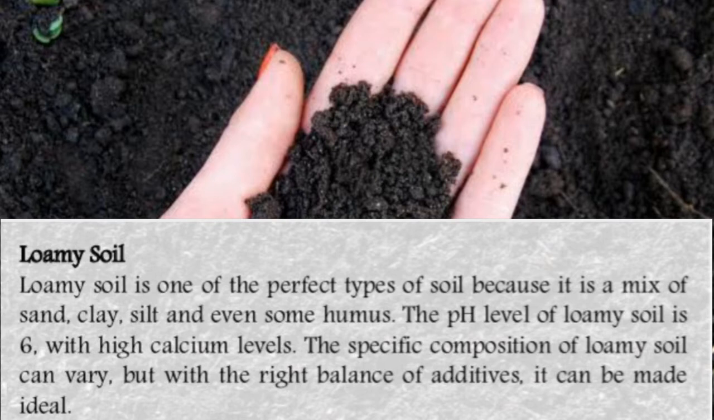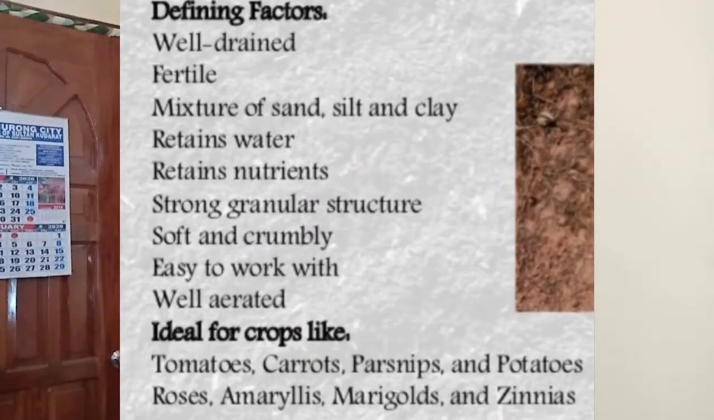The specific composition of loamy soil can vary, but with the right balance of additives, it can be made ideal. These are the loamy soil's factors: well-drained, fertile, mixture of sand, silt, and clay, retains water, retains nutrients, strong granular structure, soft and crumbly, easy to work with, well aerated. Ideal for crops like tomatoes, carrots, parsnip, and potatoes, roses, amaryllis, marigolds, and zinnias.